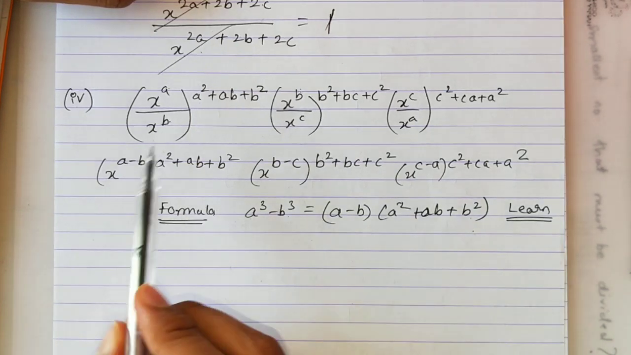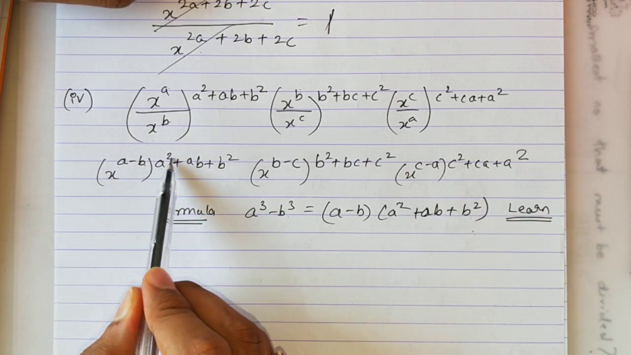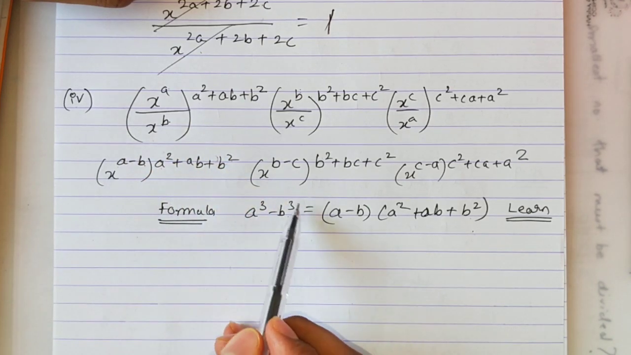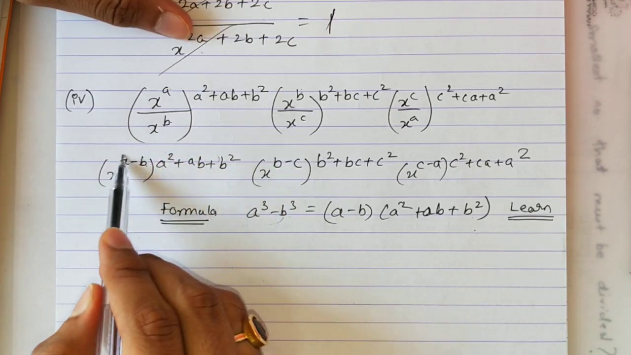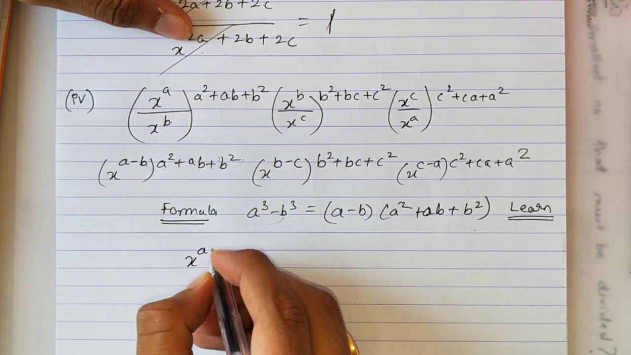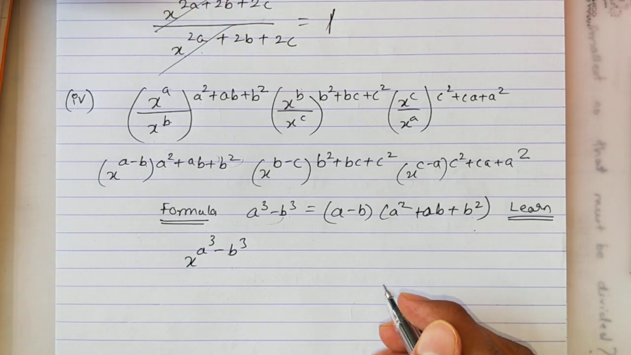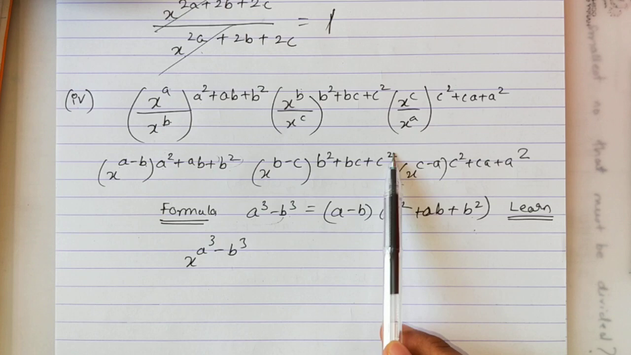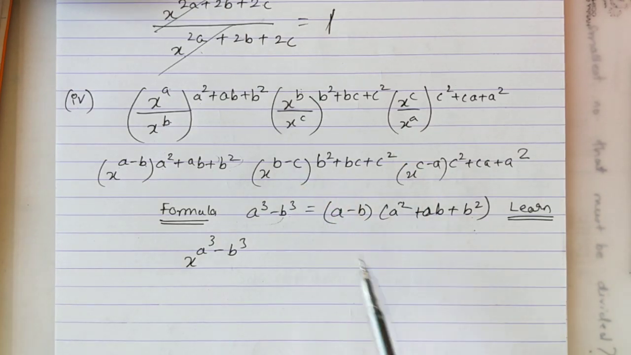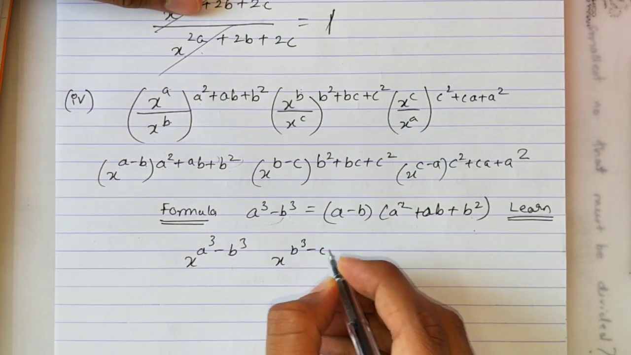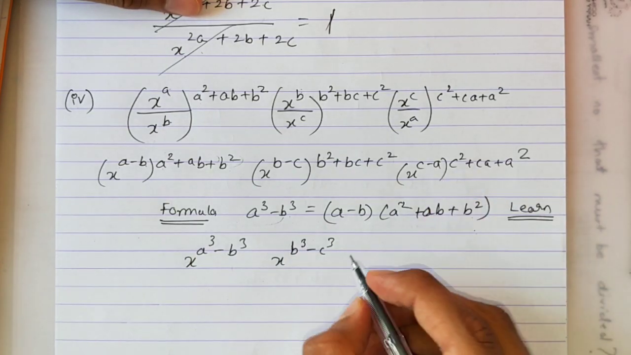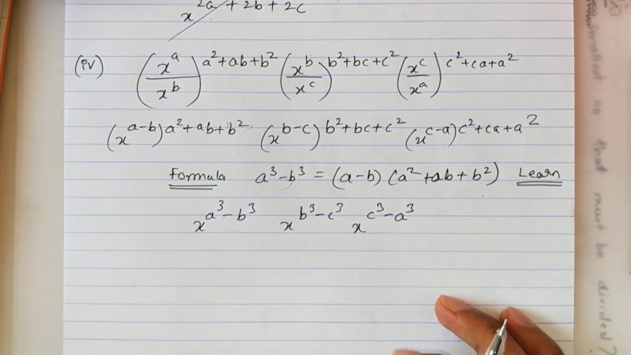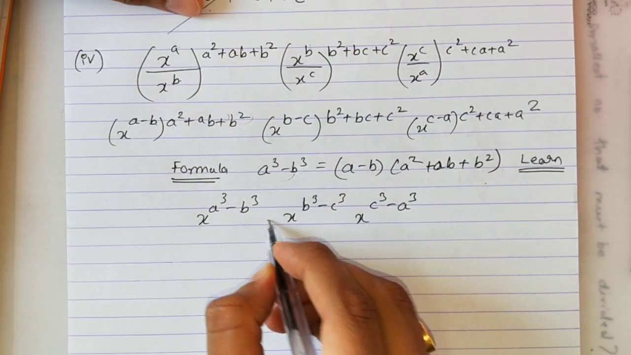So here if you observe, this form is available here. See, a minus b, a square plus ab plus b square. So this entire part can be written as a cube minus b cube. So instead of this full, I'll write x raised to a cube minus b cube. Similarly, here also it is forming the same formula, but here instead of a and b, you have b and c. So this part will become b cube minus c cube, and here this will become c cube minus a cube. Okay, this is the formula which you have to remember.